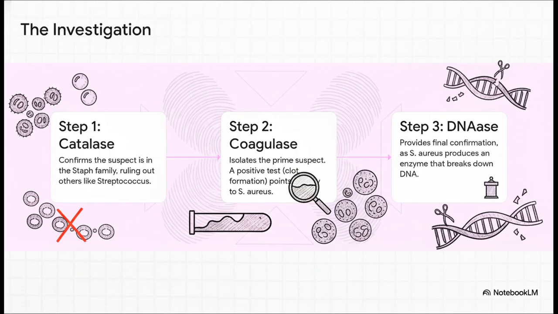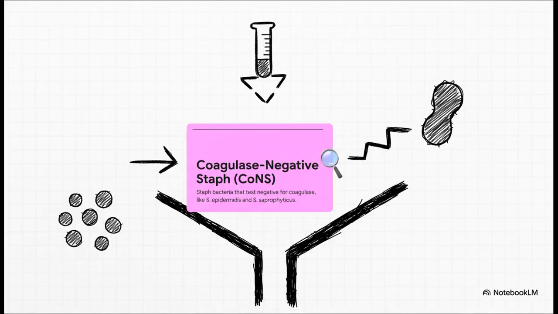Then comes the pivotal moment in step 2, the coagulase test. This test is huge. It checks if the bacteria can make blood plasma clot up. If it does, if we get a positive result, it points a giant flashing arrow directly at our prime suspect, S. aureus. And just to be absolutely sure, there's step 3, the DNase test. Think of it as the final confirmation, like a second piece of forensic evidence that locks in the ID of our culprit.